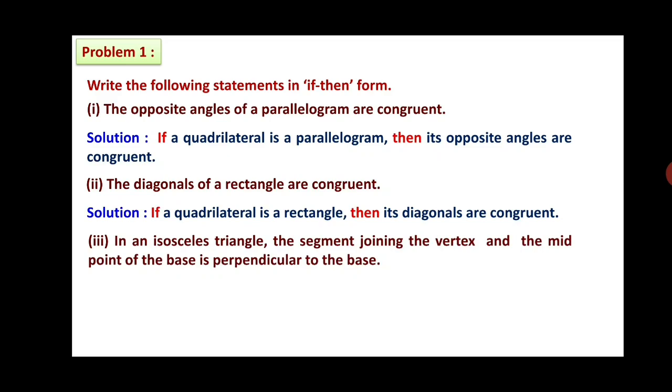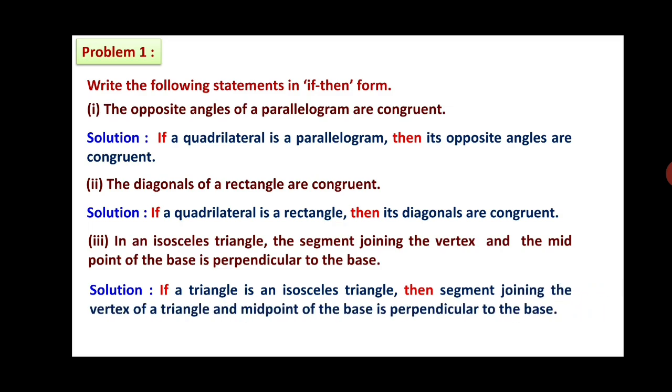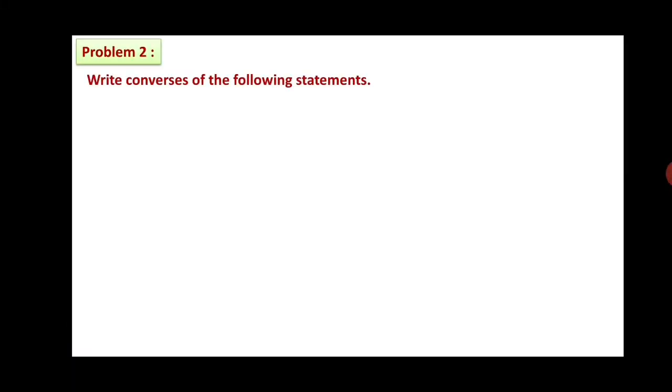Third one, in an isosceles triangle, the segment joining the vertex and the midpoint of the base is perpendicular to the base. See, if a triangle is an isosceles triangle, then the segment joining the vertex of the triangle and the midpoint of the base is perpendicular to the base. Now we'll see one more problem.